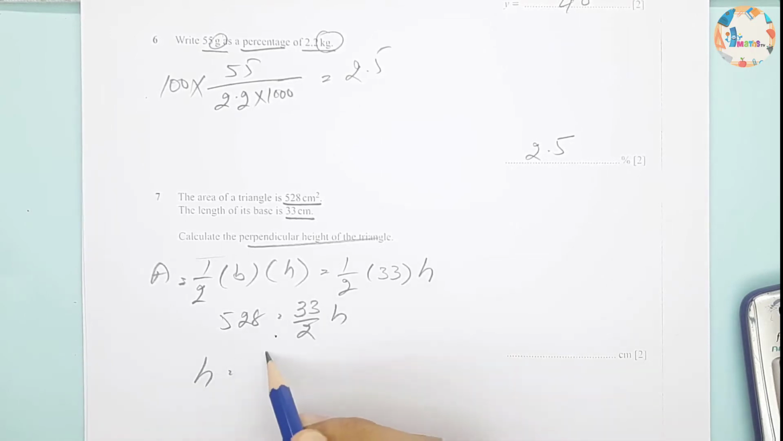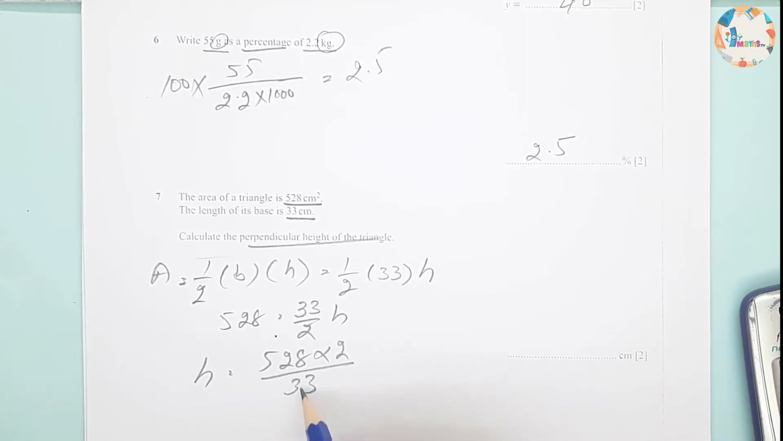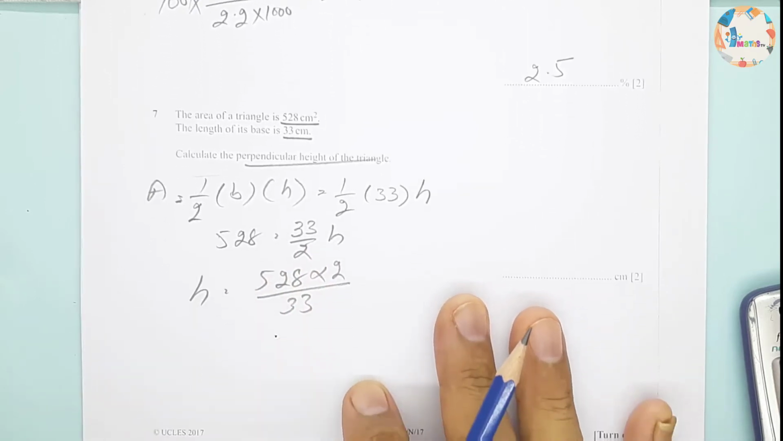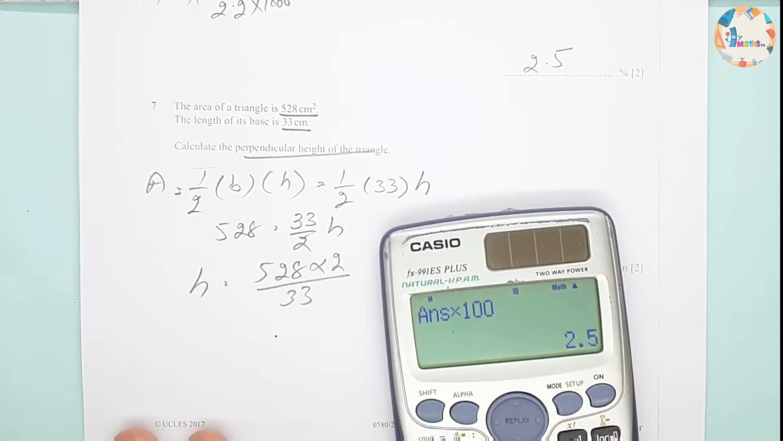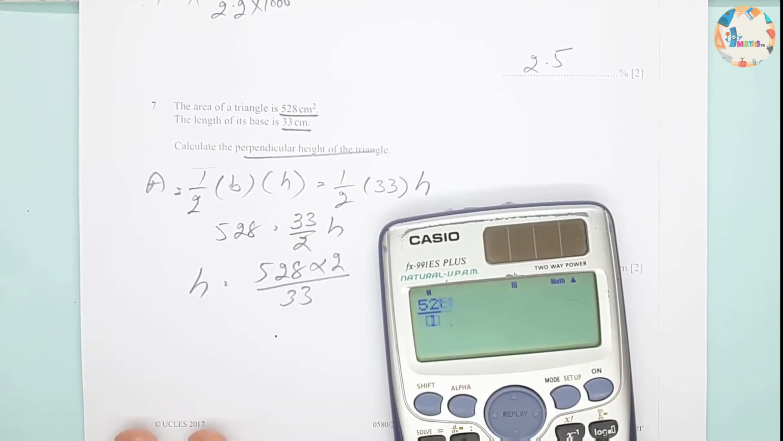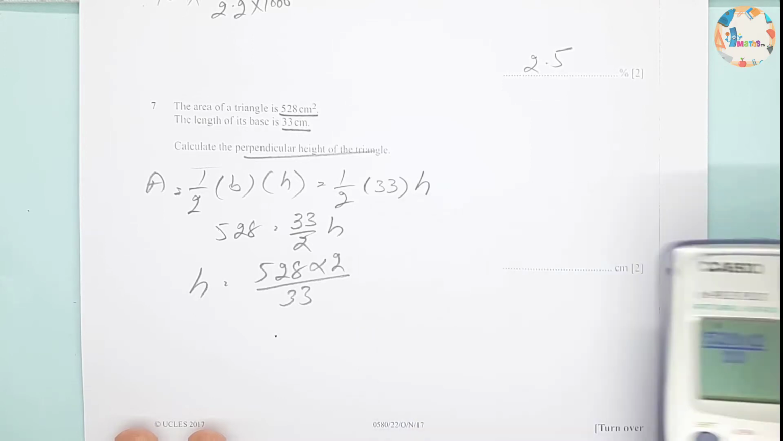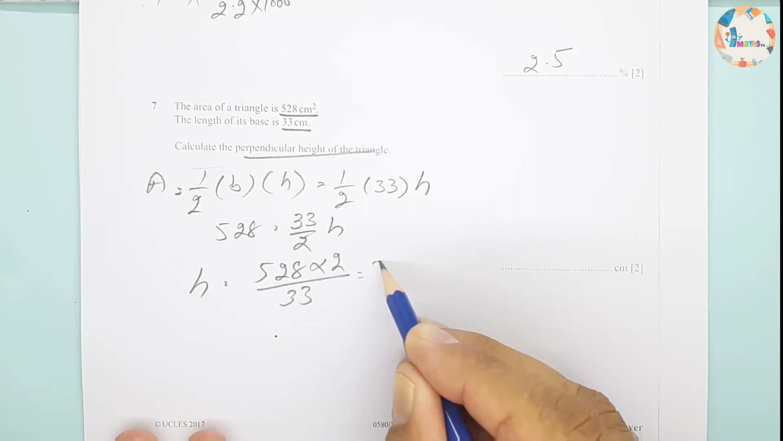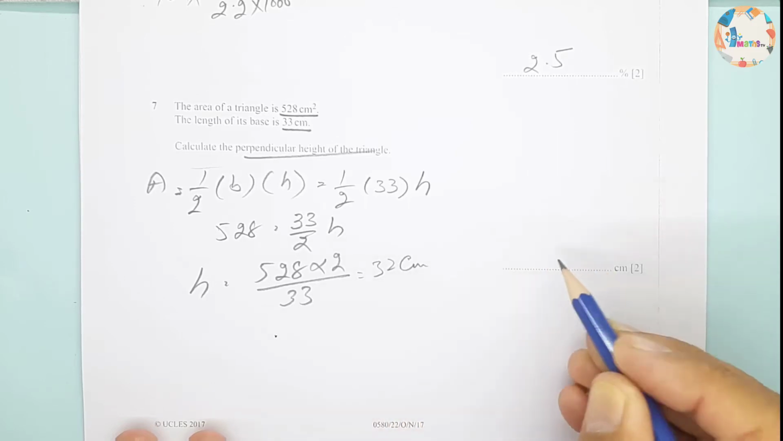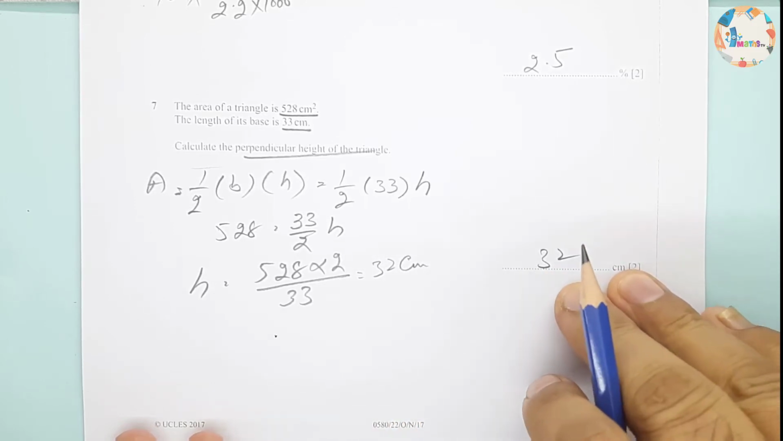So height will be equal to 528 multiplied by 2 over 33. We are shifting this to the other side. Now this one we can calculate. This will be 528 into 2 divided by 33. This will be equal to 32. So the answer will be 32 centimeters.